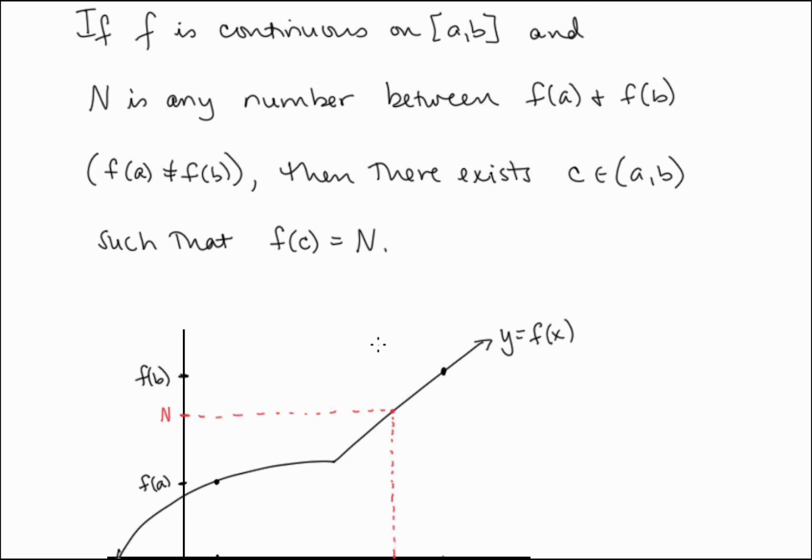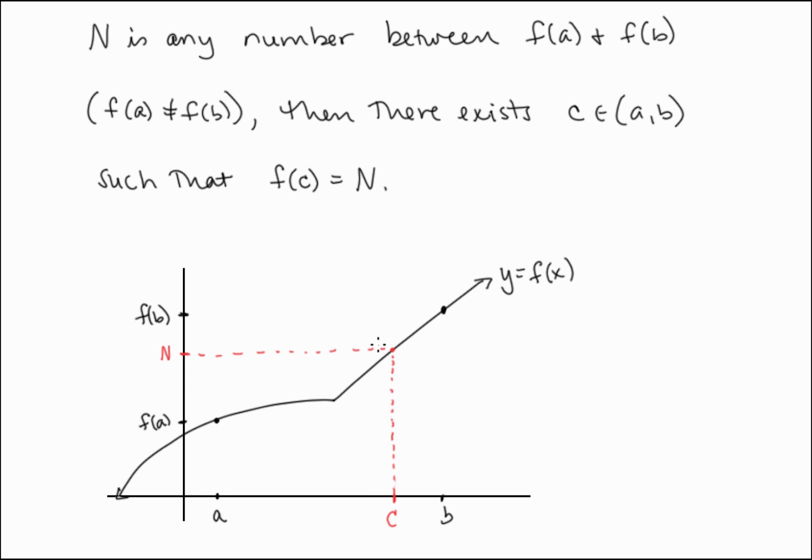So what we're saying is that if f is continuous on the closed interval [a, b], here's some continuous function f on the closed interval [a, b], and f(a) is not equal to f(b), then for any number in between f(a) and f(b), there has to be a value for which the function is equal to that number, because it's a continuous function.